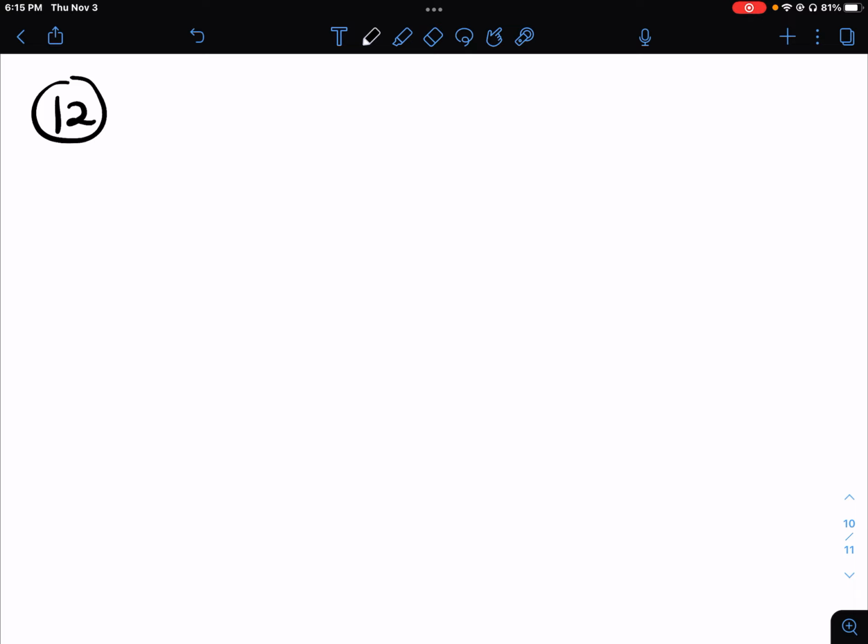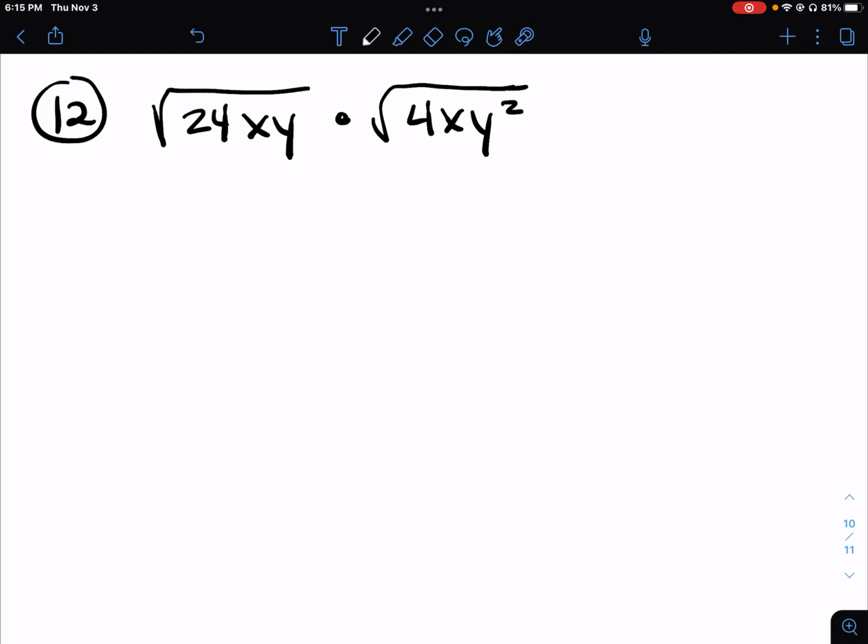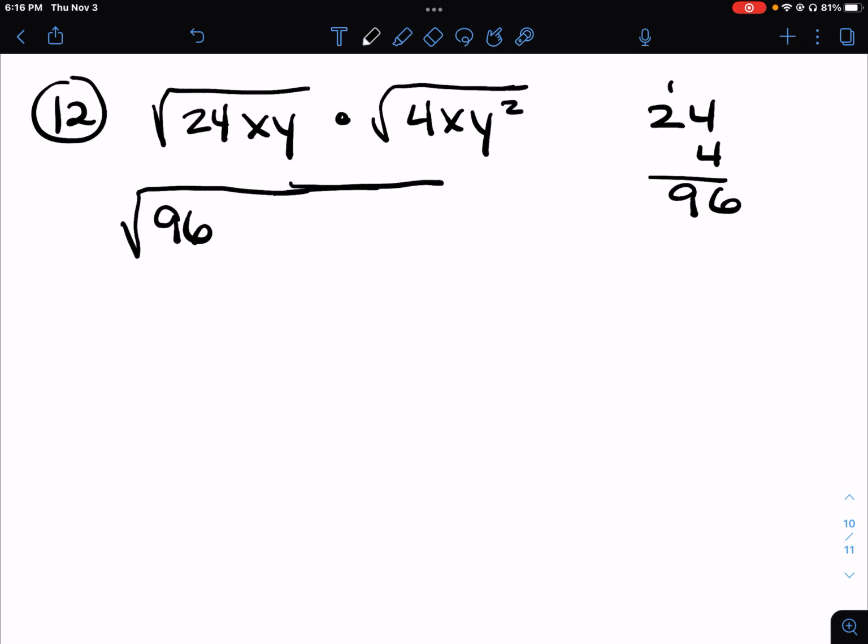Okay, then we started working on radicals. First, we want to multiply. 4 times 4 is 16. 2 times 4 is 8 plus 1 is 9, so 96. That would give x squared from the x times x. And we have y times y squared would be y to the third.